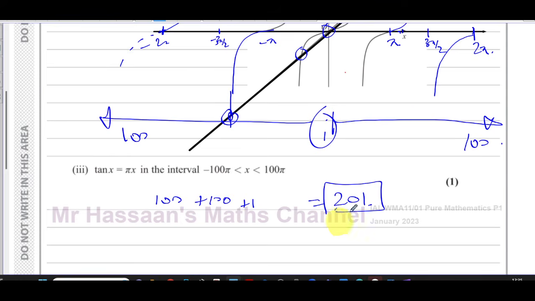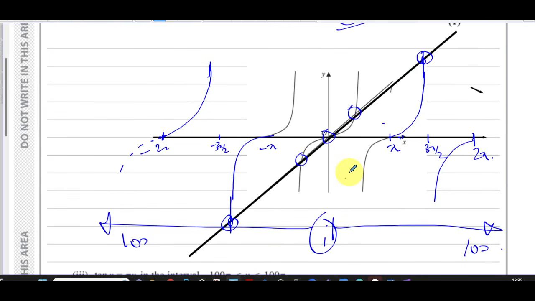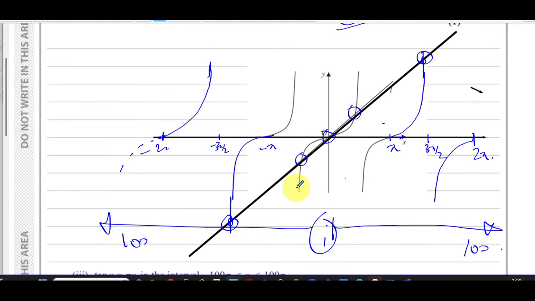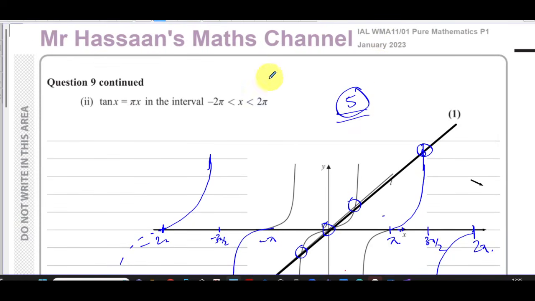Okay, so that's just thinking about how this will repeat. This whole section will just be repeated again. If I was to copy this and paste it at the end of that, it would be the same kind of look. And you'll see that this line, if you were to keep extending it, would intersect those same places. So you end up with 201 as your solution: 100 this way, 100 that way, and the one in the middle. I hope that's clear and you understand how to do that question.